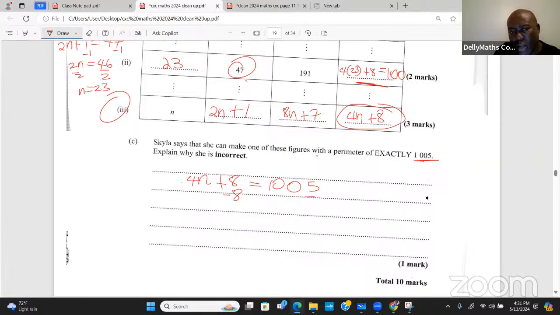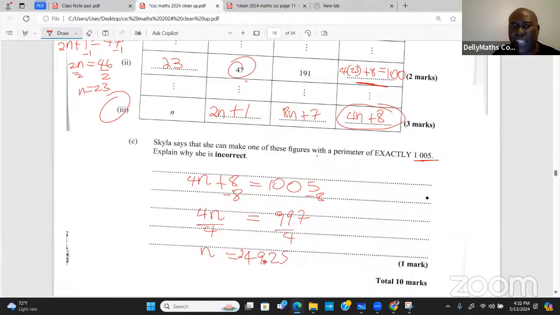So n cannot be a decimal, n cannot be negative either. So let us try to work it out. Let us subtract 8 from both sides. If I subtract 8 from both sides, then 4n is going to leave me with 1005 minus 8, which leaves me with 997. So I need to divide 997 by 4. Let's divide that number by 4. And n is not what we're looking for because we're getting 249.25. This is a problem, right?